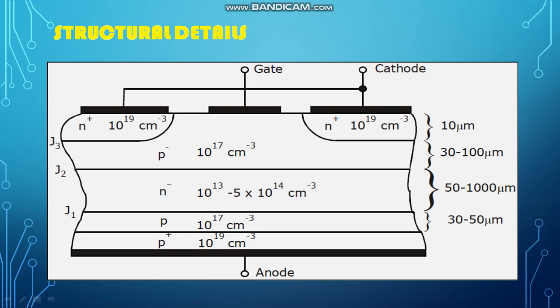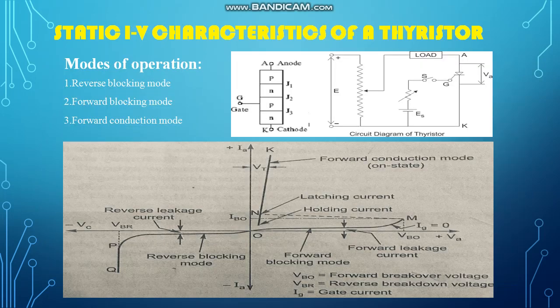This P layer has 30 to 50 micrometer width. Then this has 50 to 1000. This has a width of 30 to 100, and this has a width of 100 micrometer. Okay, so these are the constructional details of an SCR. Now we will see the static IV characteristics of an SCR.